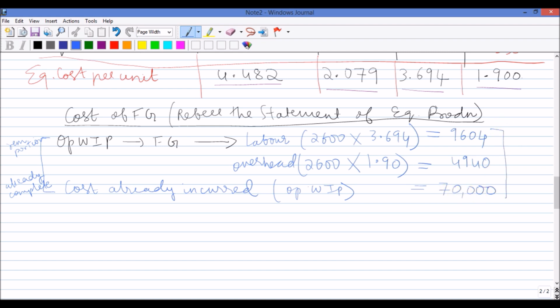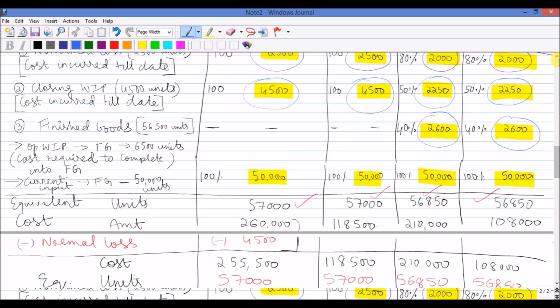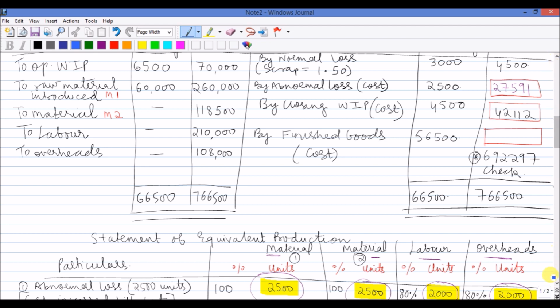Now this all together makes the opening work in progress convert into finished goods. This is the cost already incurred, and this is the cost which I have incurred in addition in order to make this opening work in progress into finished goods. This is a very important part, my friends.